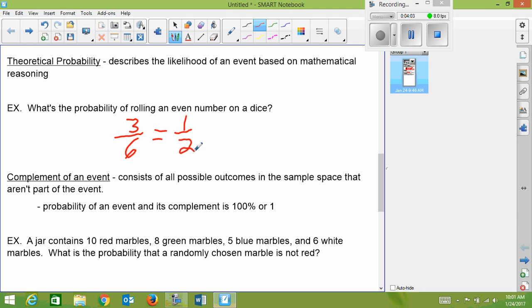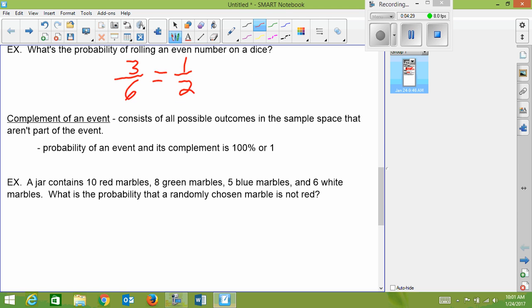The complement of an event consists of all possible outcomes in the sample space that aren't part of the event. So if I want to roll an even number on the die, then the odd ones are the complement to my even ones. Together they would make up 100% of all choices, right? The evens and the odds. The probability of an event and its complement has to equal 100%, or 1 if you're doing decimals.